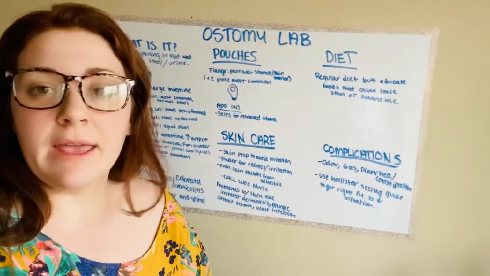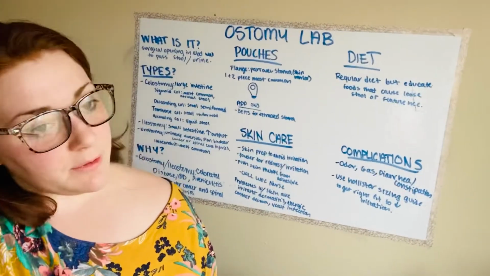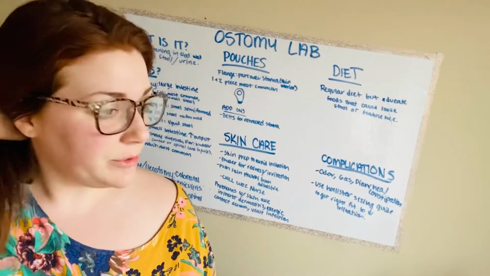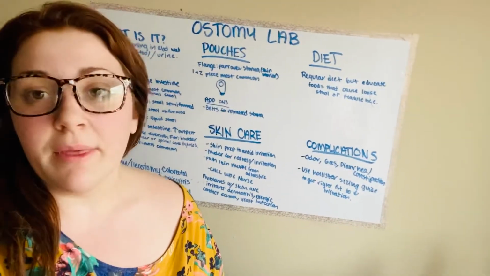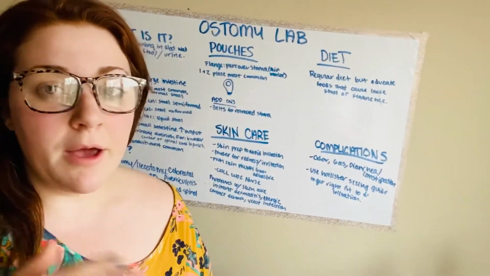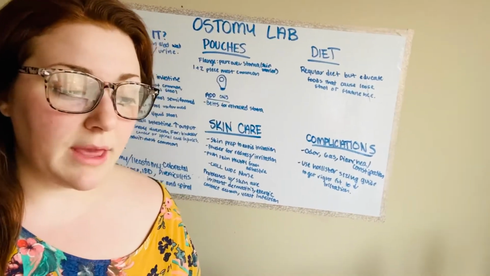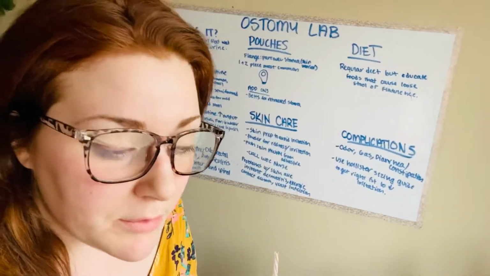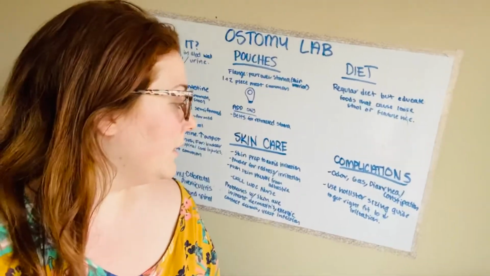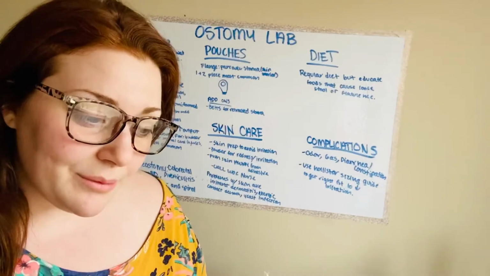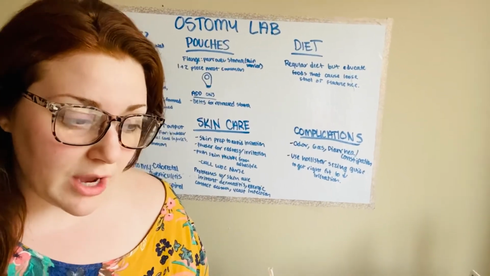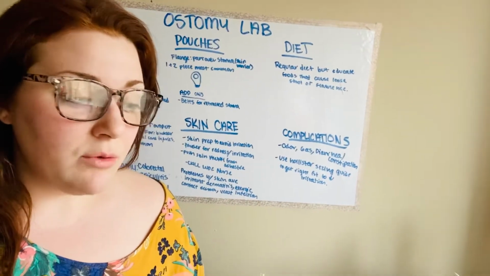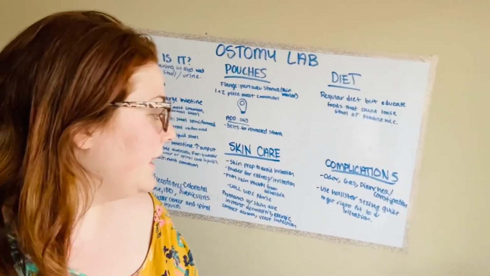And then for diet, patients can have a regular diet, but some of the biggest complications are odor, gas, flatulence, and diarrhea. With gas, you want to make sure that they avoid foods like asparagus, beans, eggs, garlic, onions, even some spices. And for diarrhea, stay away from foods like chocolate, dried beans, fried foods, highly spicy foods, and raw fruits and vegetables.